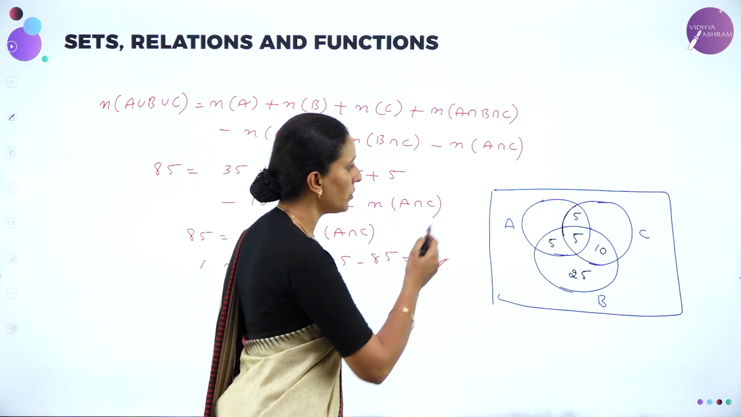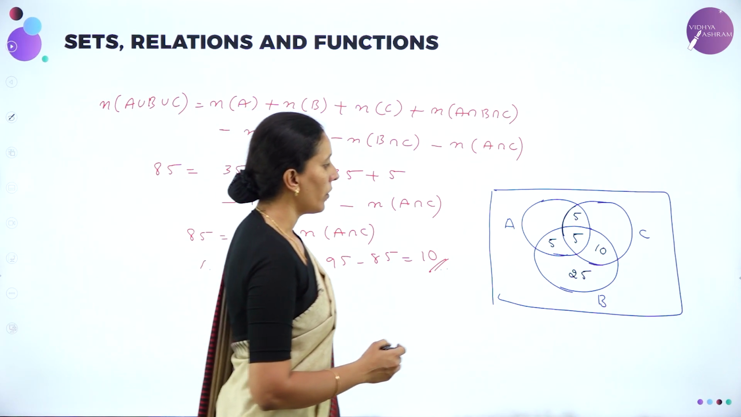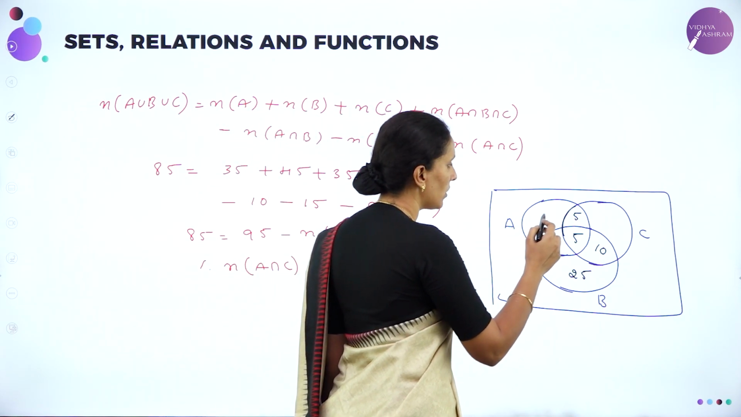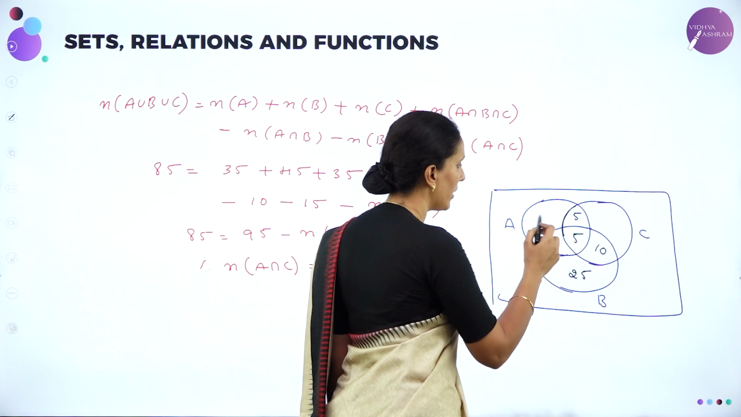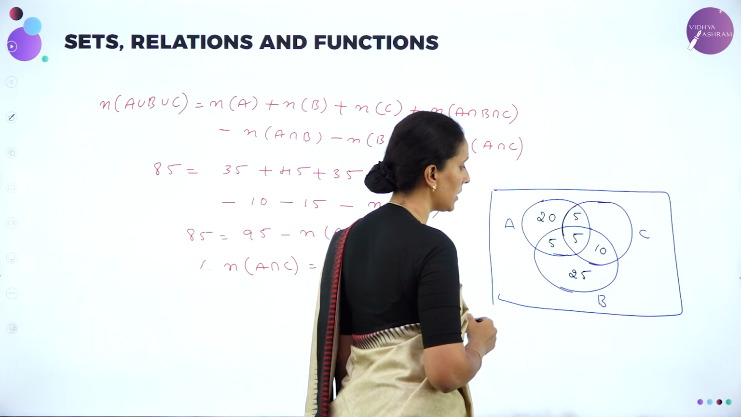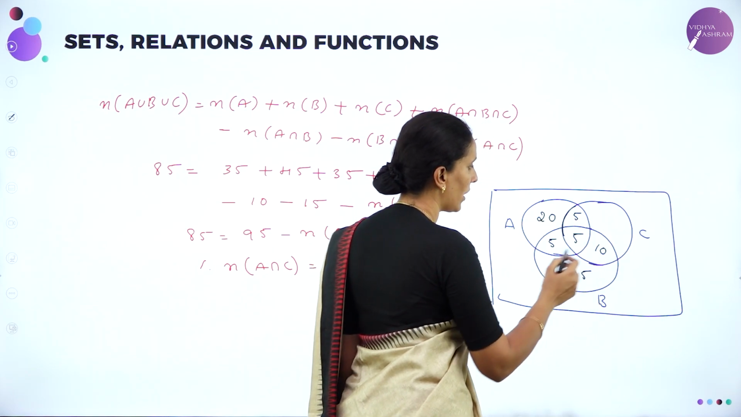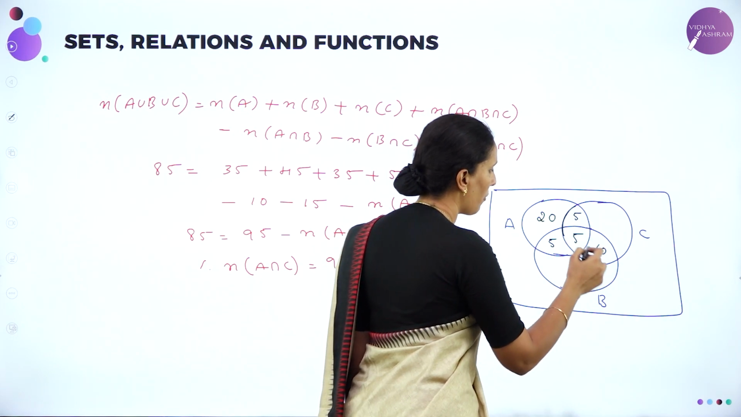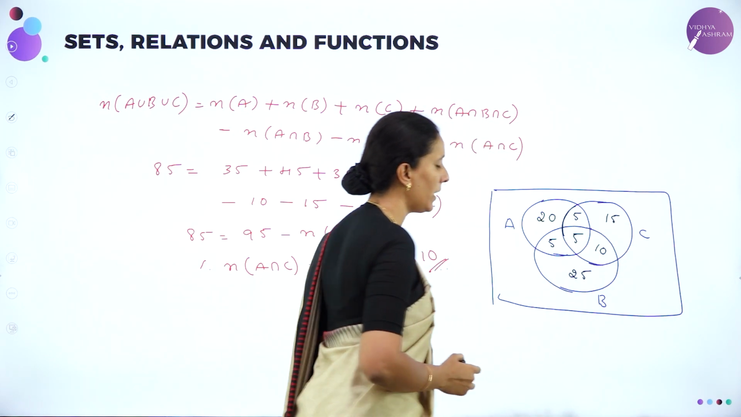Now let's move on to set A. So A is 35. Out of 35, 15 is already written. So the remaining 20 will be written here. And C is also 35 here. So here we already have 20. So the remaining 15 will be written.